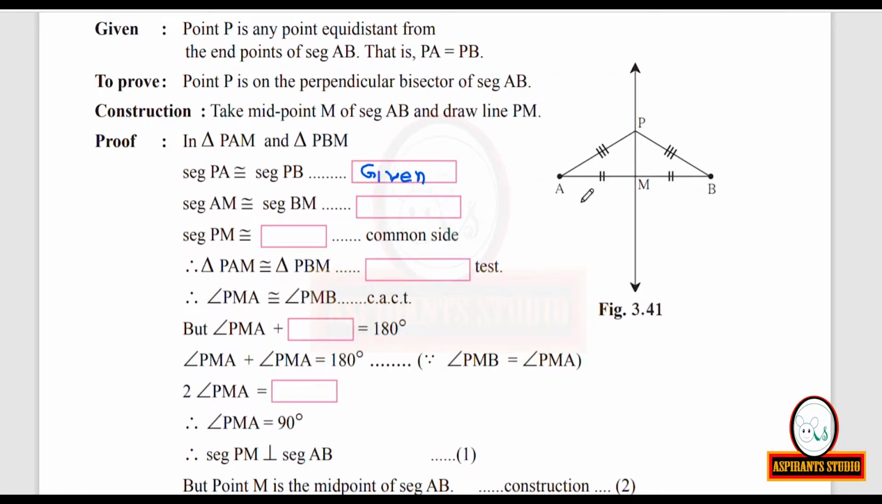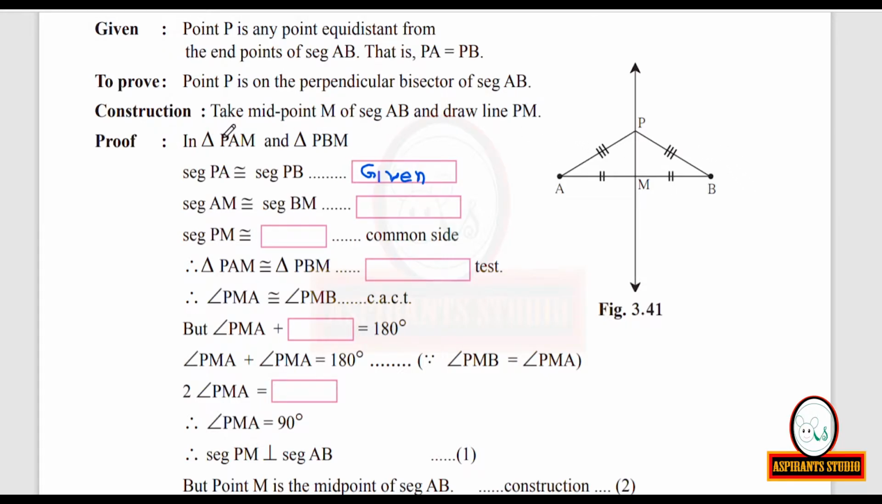Segment PA is congruent to segment PB is given, so we have to show the markings here on the figure. Same markings to show that they are congruent. Now, segment AM is congruent to segment BM since M is the midpoint of segment AB.